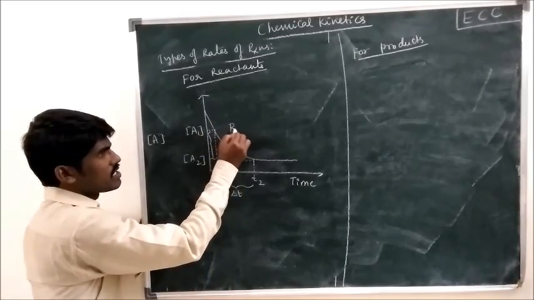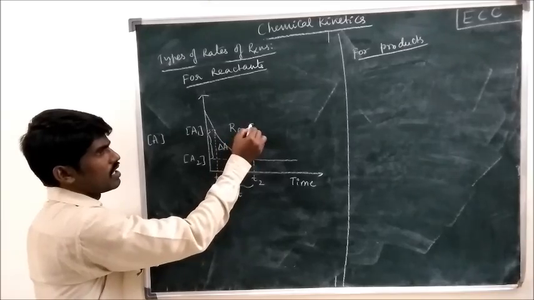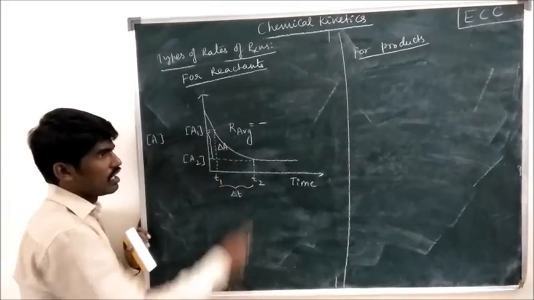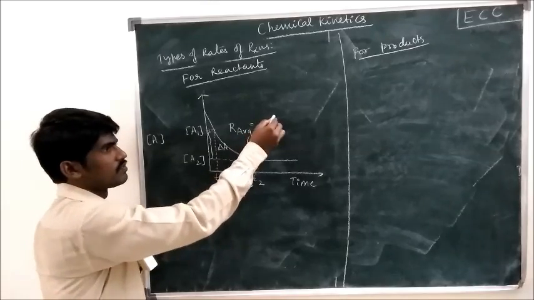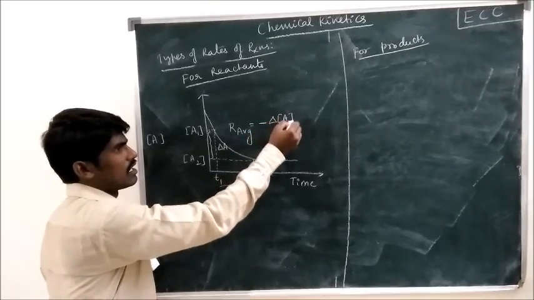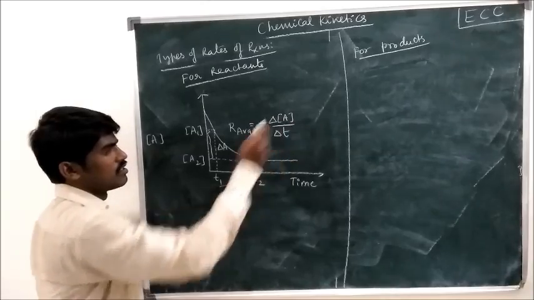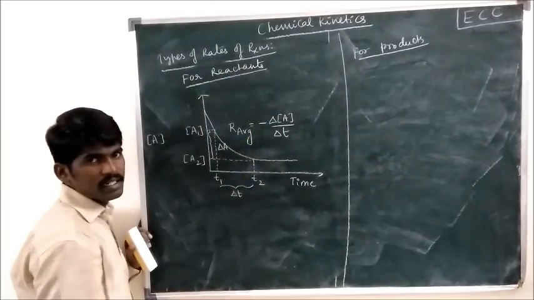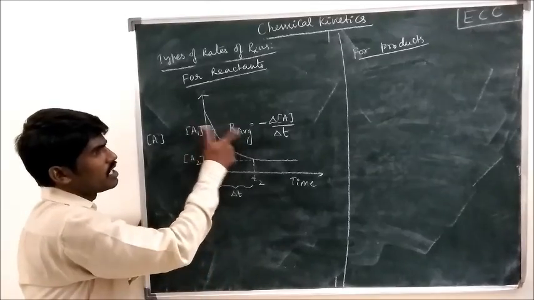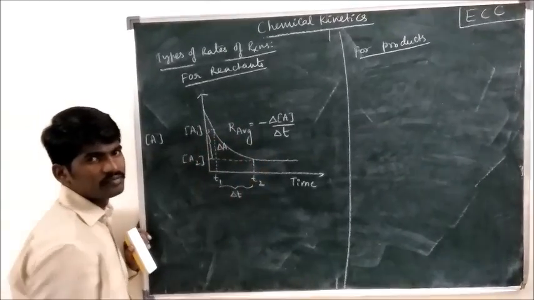In such cases, R average is given as minus, as I already told you, minus stands for decrease in concentration of the reactant, delta A upon delta T. This is the graph for reactants. Whenever average rate of reaction is given, we have to use delta.